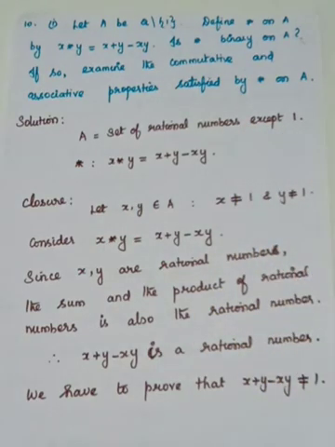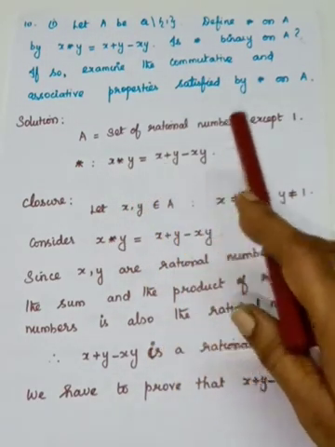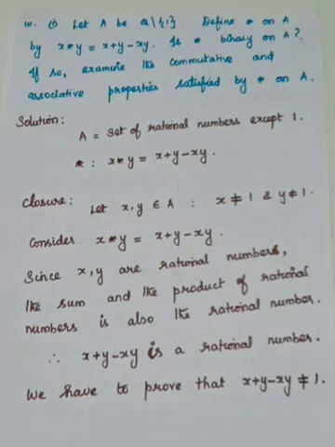So except 1, all the remaining rational numbers will be in this set. So A is Q minus the set {1}. Therefore A is the set of all rational numbers except 1. And asterisk is defined as x asterisk y is equal to x plus y minus xy. Okay, so yes, asterisk is binary. So it is a binary operation, and we can say the set is closed. So I'll go for closure.